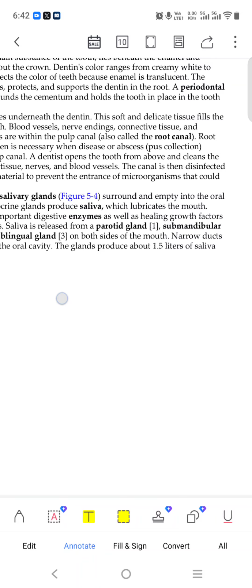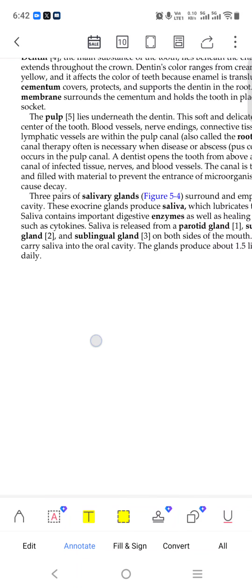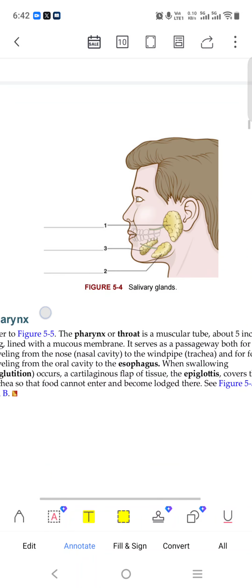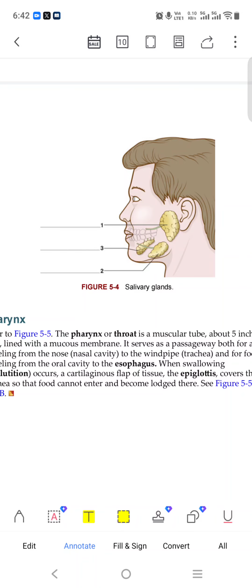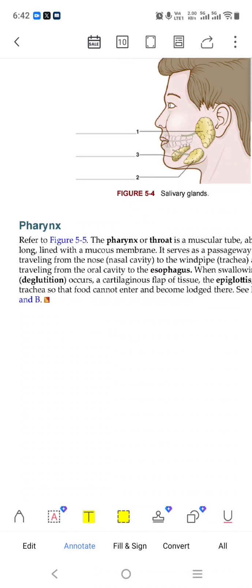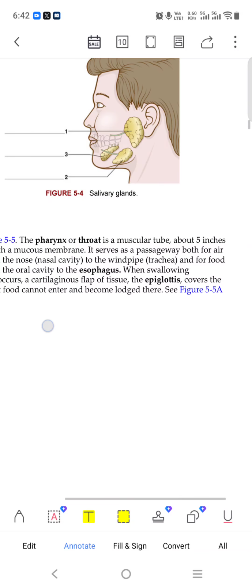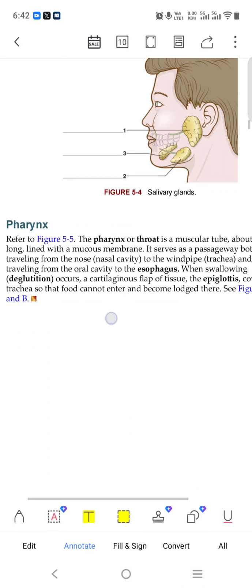The glands are of many types, like parotid gland, submandibular gland, sublingual gland. Here given: parotid, submandibular, sublingual. These are the glands which secrete saliva while we are chewing the food. Pharynx is given, pharynx is the throat. You can also say throat area.